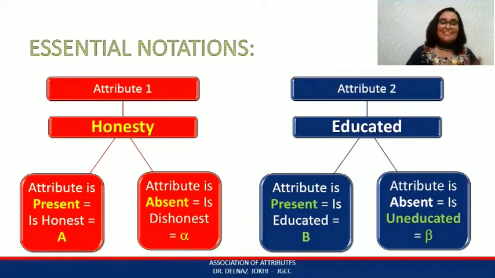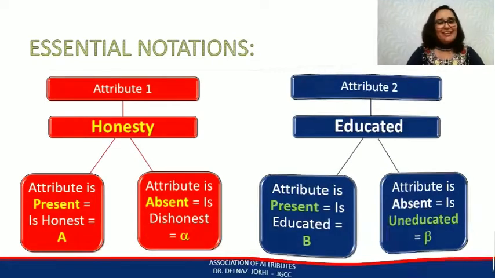And if a person is uneducated, matlab woh education wala gun usmein nahi hai, the attribute is absent. So if A ke saath alpha aata hai, B ke saath kya aayega? For absent of the particular attribute, that is uneducated in our case, beta. So my dear student, please understand, if an attribute is present, usko aap naam doge A ya B, aur agar woh attribute absent hai to A ke saath aayega alpha aur B ke saath aayega beta.